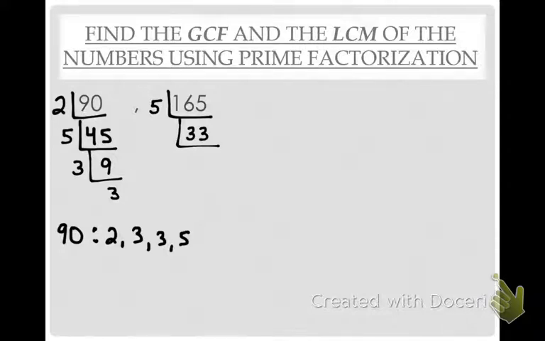No. What number can go into 33? 3. A 3. How many times? 11. Is 11 a prime number? Yes, it is. So now I'm finished. So for those of you who put a 3 right here, your numbers are just in a different order.